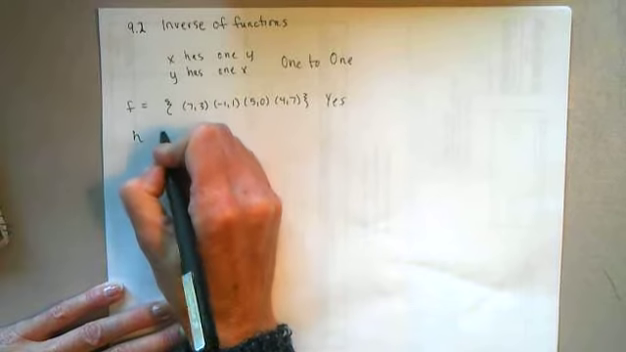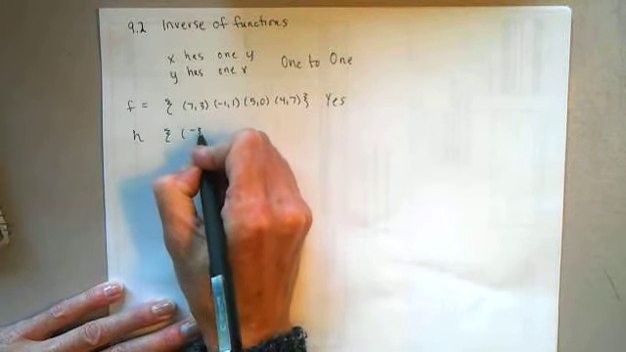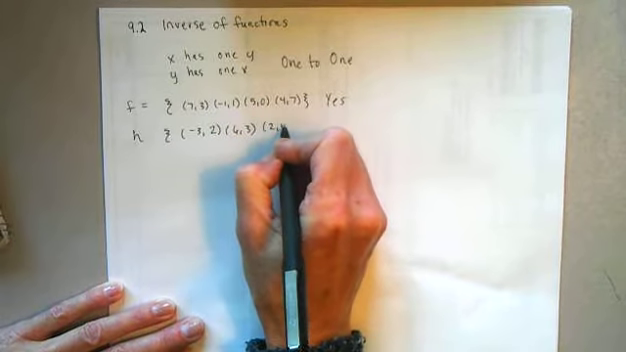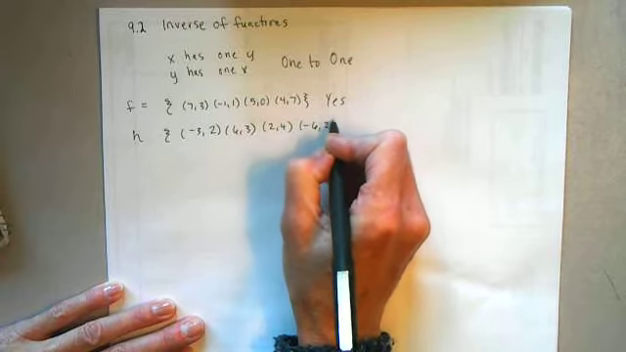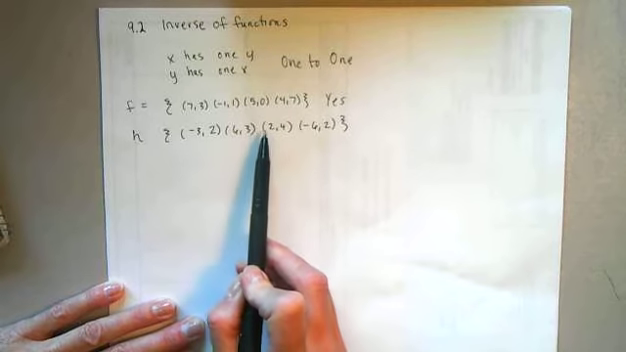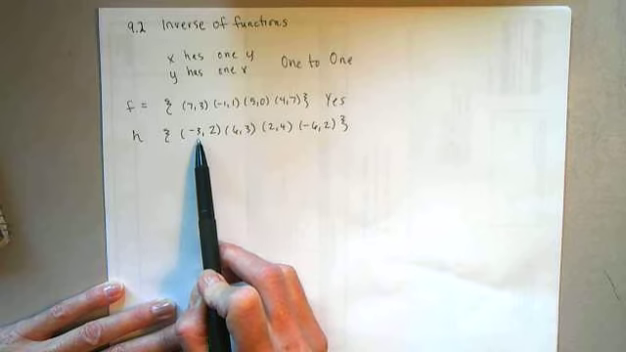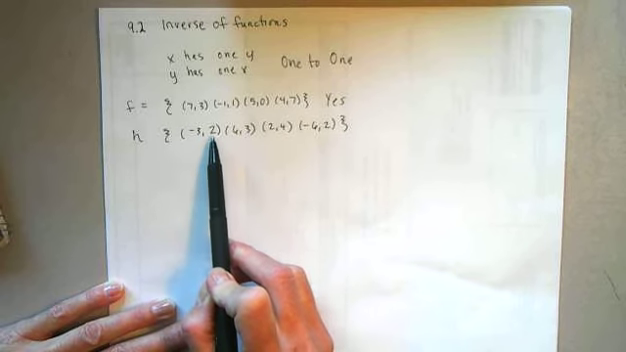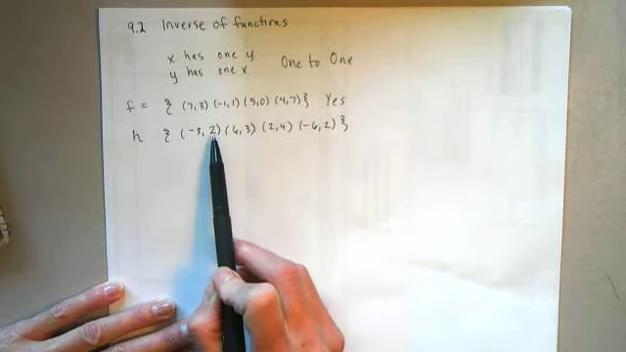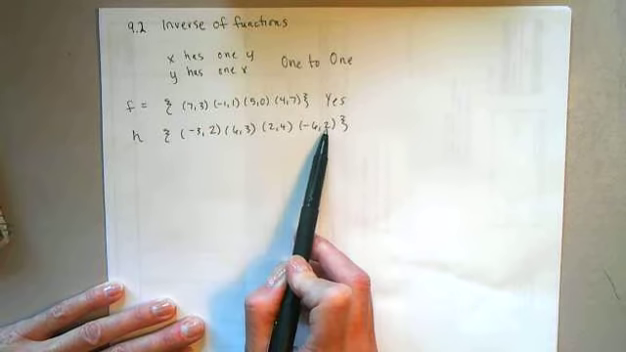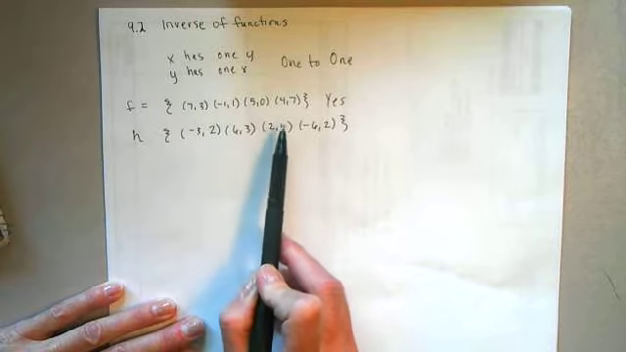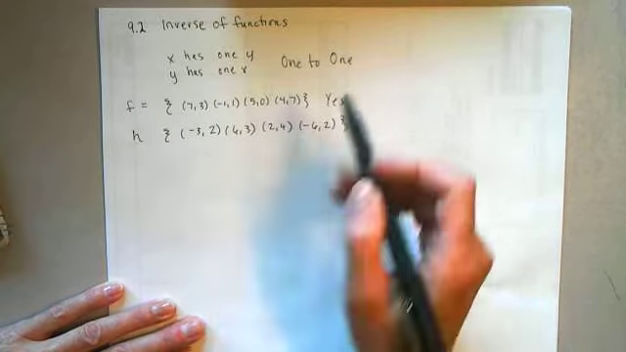Let's try h. Let's say that h is this function: (-3, 2), (6, 3), (2, 4), and (-6, 2). Now look at that one. Is that 1 to 1? Now it looks like every x is different, so no x repeats. That's good. But what do you see about this y value and this y value? That's the same y value with two different x values. So every y does not have one x. This y has two x's. So it is not 1 to 1.